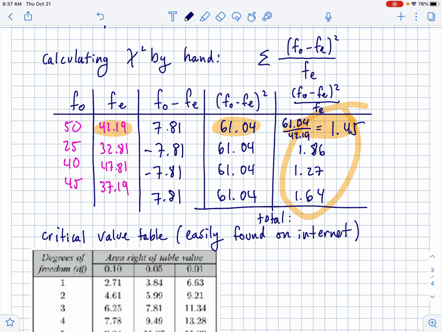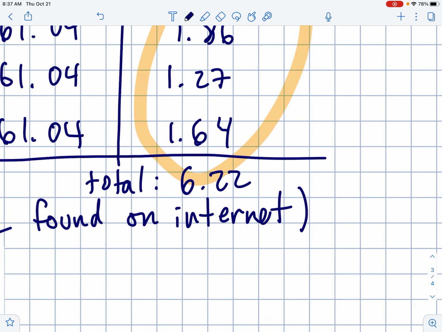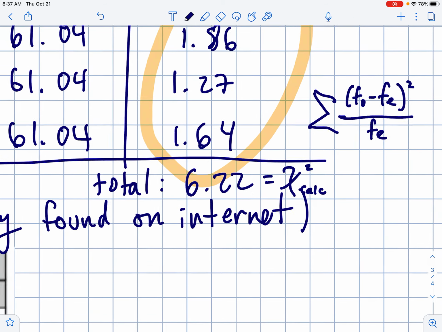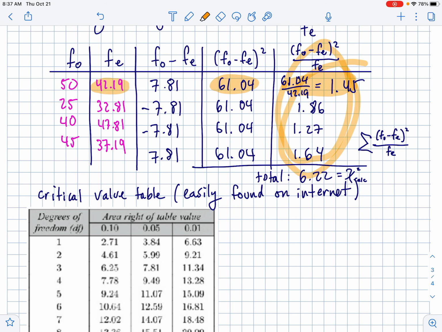Now, this entire column, you're going to need to add together, because if you add it all up to get a total, that is your chi-squared number, which is 6.22. So that 6.22 is the chi-squared calc. Remember that chi-squared is sigma fo minus fe squared divided by fe. So that's what we did. We found all the fo minus fe squareds in this column and then added them all together, which is what a sigma means. You're adding them all together. So the chi-squared is 6.22.